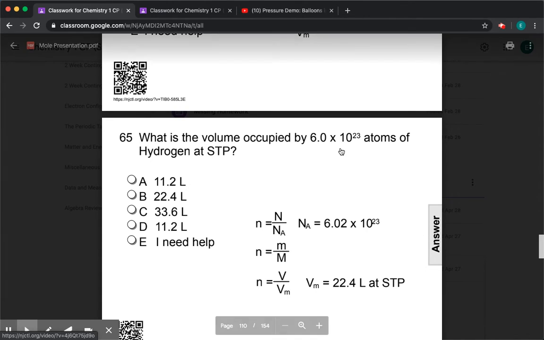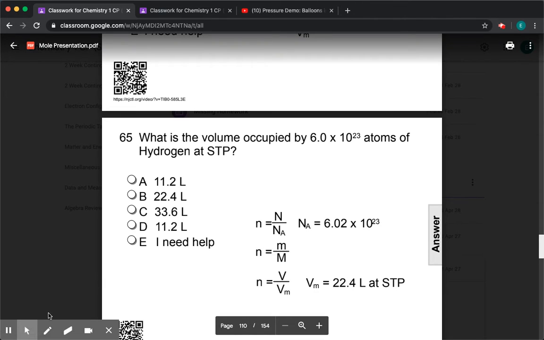So this one is asking us to go from particles, because it's telling us how many specific atoms we have. We want to go from particles back to volume of hydrogen. So first things first, we need to figure out how many moles of hydrogen we have if we want to figure out the volume. So the one we're using first is this one. This is the first equation we're using. We need to find out how many moles we have.